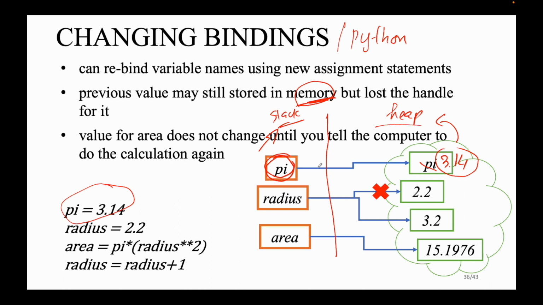So what actually happens is we have a location inside heap memory that stores the value 3.14, and we have a location named pi inside stack memory. The pi location stores the address of the location of 3.14. So we give the address of this location to the pi location here.